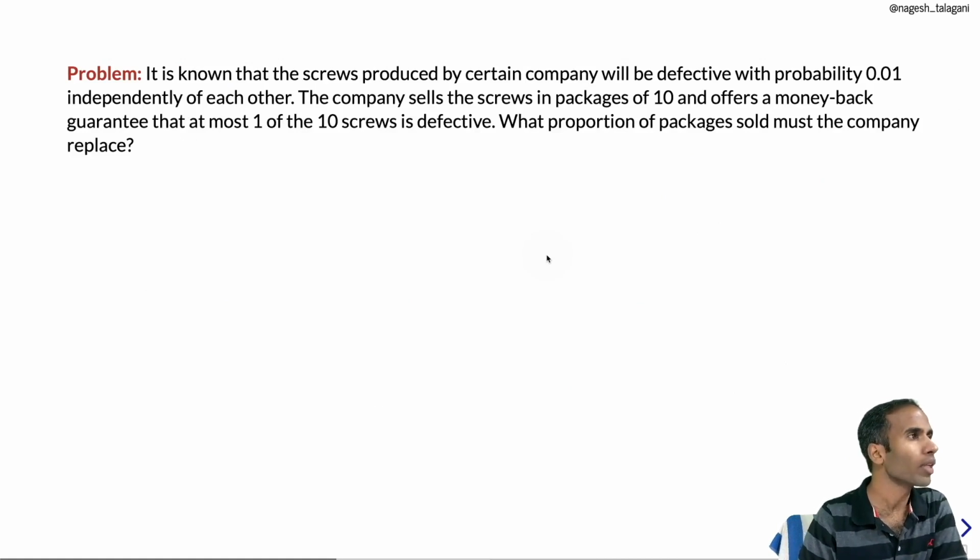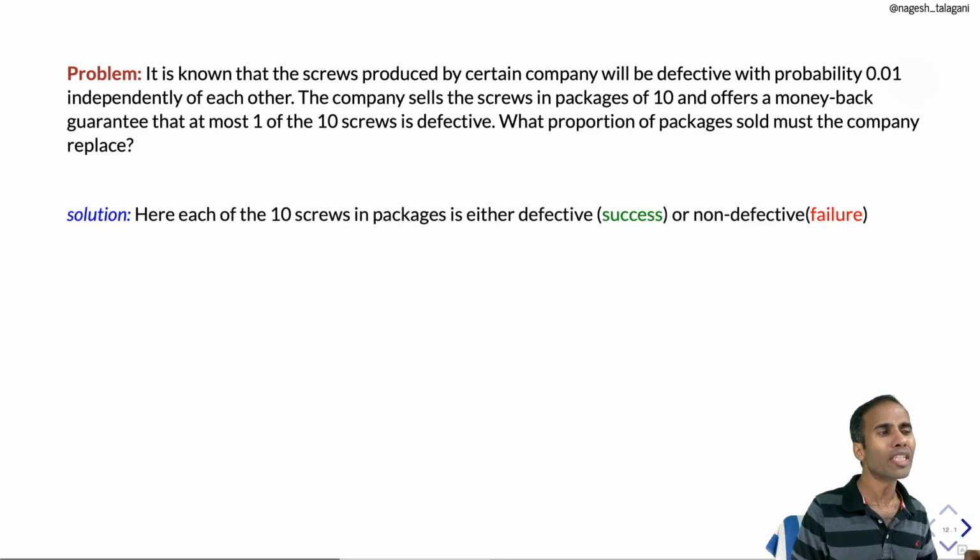Next problem. It is known that the screws produced by a certain company will be defective with probability 0.01, independently of each other. The company sells the screws in packages of 10 and offers a money-back guarantee that at most one of 10 screws is defective. What proportion of the packages sold must the company replace? Again, we are going to answer this problem using binomial distribution.